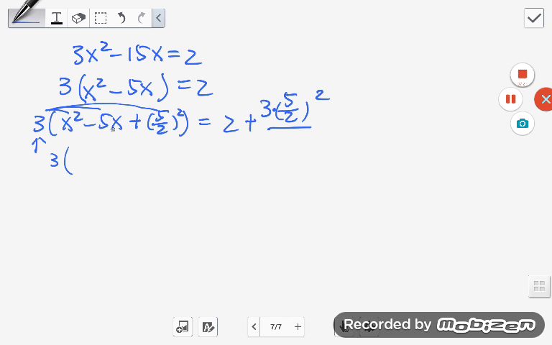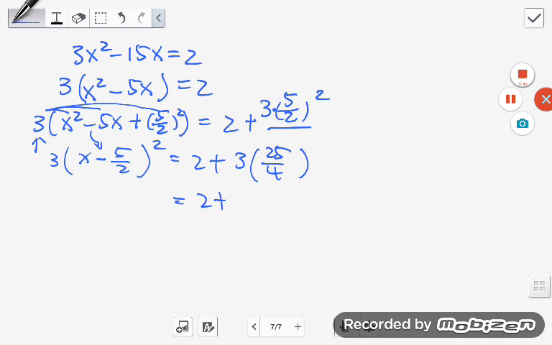This x squared minus 5x plus 5 over 2 squared, that becomes x, this is 5 over 2. Now what the sign here is? Negative. So put down the negative. Squared is equal to 2 plus 3 multiplied by 25 over 4, which is 2 plus, that's how much? 75 over 4, which is equal to 4, that's 8, 75, that's 83.